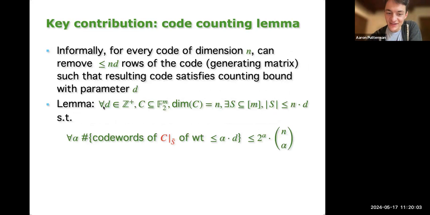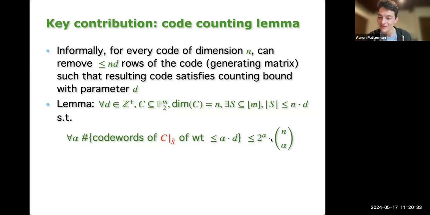Mathematically, what this looks like is we're saying for any choice of this parameter d, a positive integer, and any error correcting code C in F2 to the m, there exists a set S, a subset of the rows of this generating matrix, bounded by size n times d, such that once we remove the set S, restricting to S bar, the number of code words of small weight in this error correcting code satisfies a similar counting bound to what Karger had.